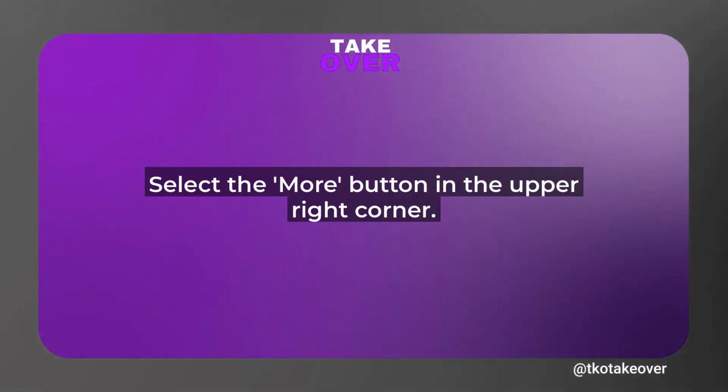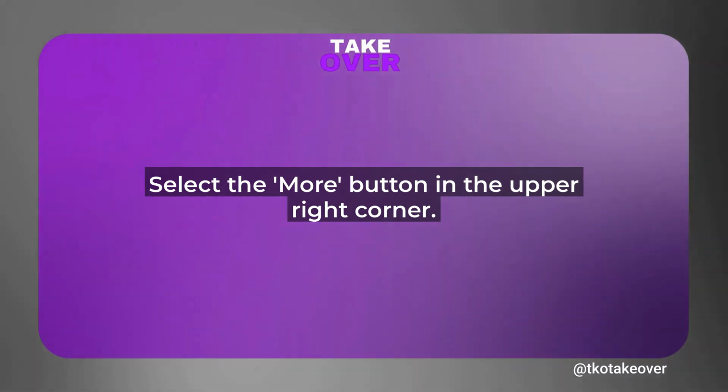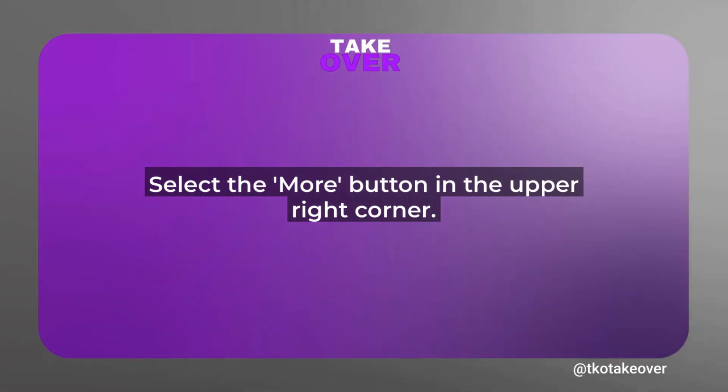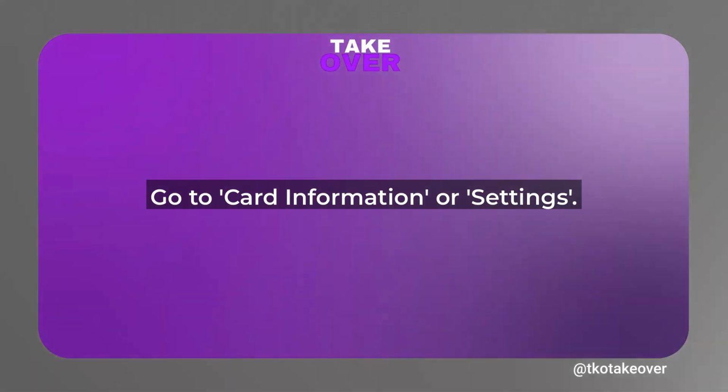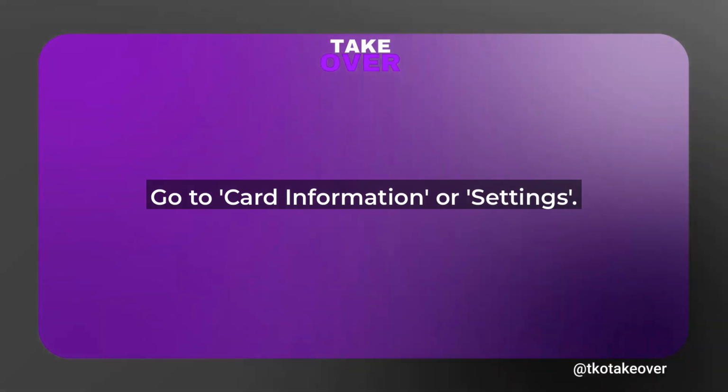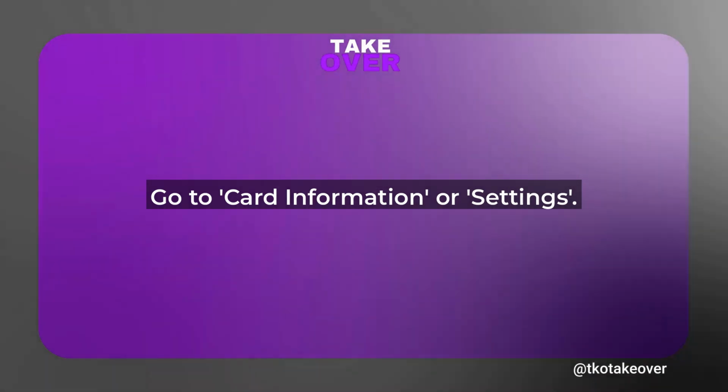Once you're in the Apple Card section, look for the More button, usually represented by 3 dots in the upper right corner. Tap that, and then select Card Information or Settings. Here, you'll find an option for Payment Methods. It might say something like Manage Payment Methods. Go ahead and tap on that.